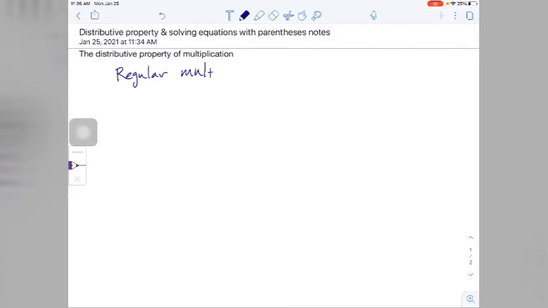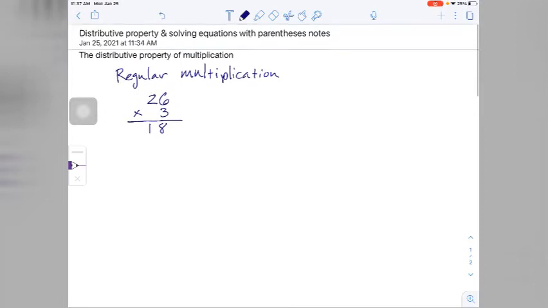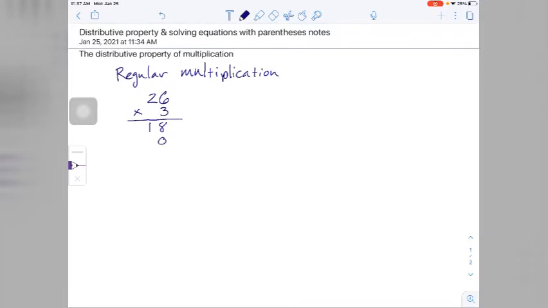Regular multiplication. So the way that I learned to multiply a number, let's say I was going to do 26 times 3. The way that my teacher taught me to do this was to take the 3 and multiply it by 6 and write 18. And then they always would tell me to bring down the 0 one time, and then they would tell me to do 3 times 2, which is 60. And then I add those two things together, and I get 78. So that should be my answer.